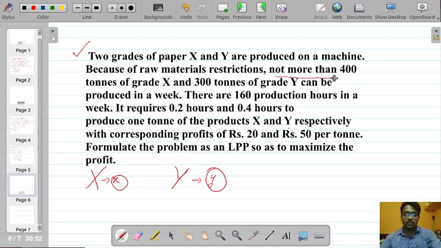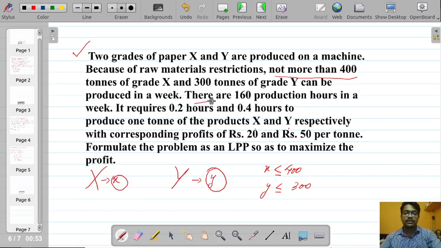The restriction is not more than 400 tons of grade X can be produced. So what is this restriction? This means that x is less than or equal to 400, and y is less than or equal to 300. These are the two constraints that we get readily.